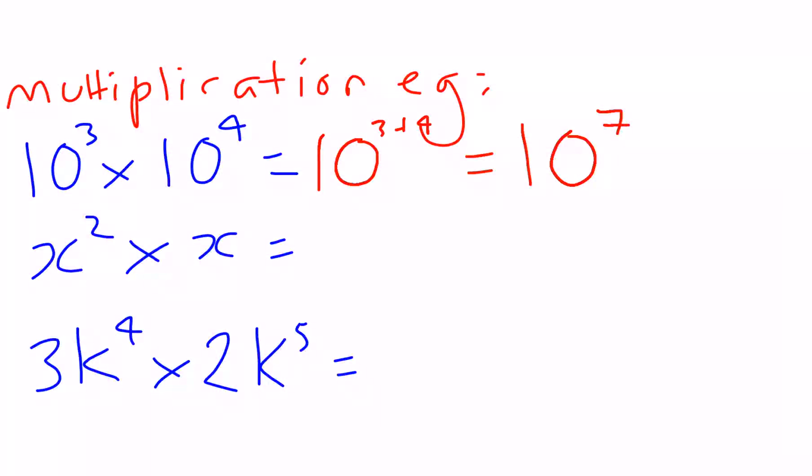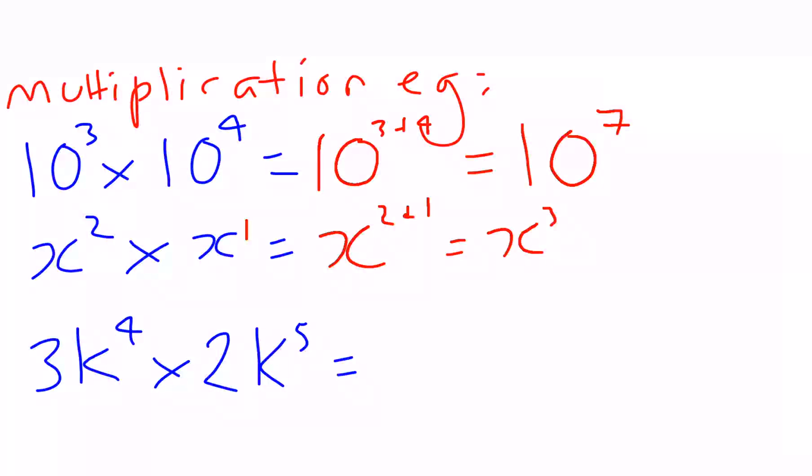Next question, x squared times x. Now we'll learn later that anything that doesn't have a power actually has a power of 1. So to add the indices here, I've got x to the power of 2 plus 1, x to the power of 3. If we expanded that out, we'd see that we were correct. x squared is x times x, times another x, which is x to the power of 3.